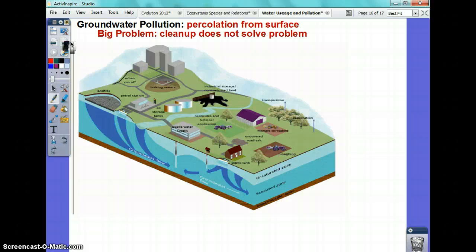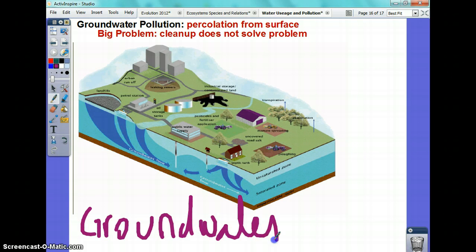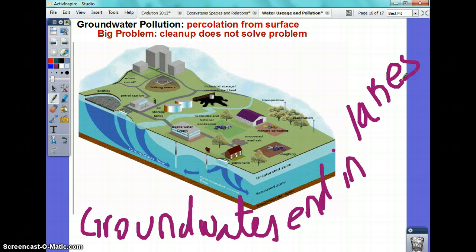All right, so groundwater pollution, and this is the last of the notes. It's a big problem because obviously we can't get down there to fix it, and groundwater ends up where? In the ocean. Groundwater ends in lakes and oceans, and we get our fresh water from lakes. So it's hard to clean up, and remember that all water that infiltrates and percolates ends up in the groundwater. So it mixes with everything that's in the ground before it gets there.